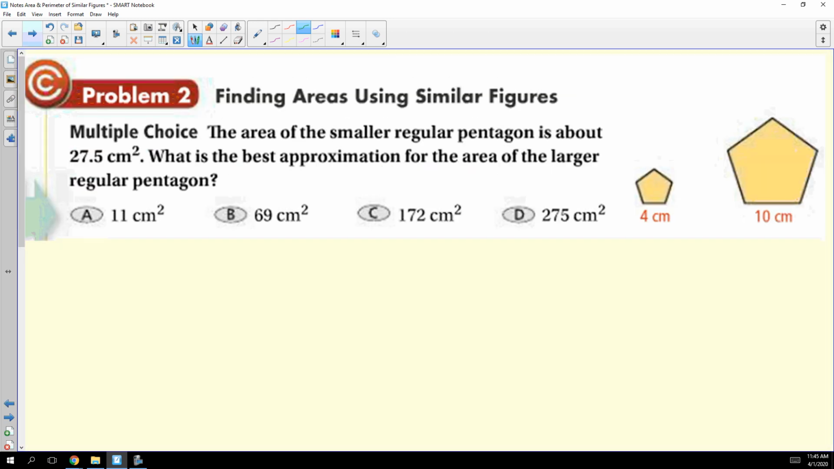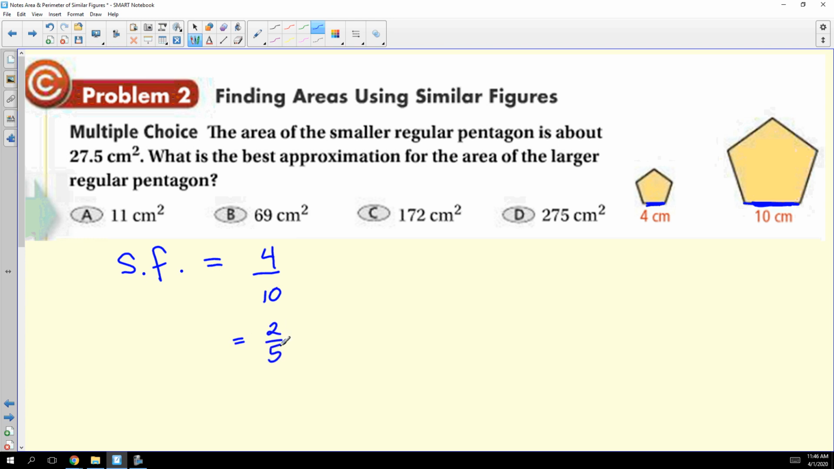On the next page, we're going to find the area using similar figures. The area of the smaller regular pentagon is about 27.5. What's the best approximation for the area of the larger regular pentagon? Notice the information you're given. You're given a side length in the small pentagon, and a side length in the large pentagon. So let's find the scale factor. The scale factor is going to be 4 over 10, which reduces to 2 over 5.